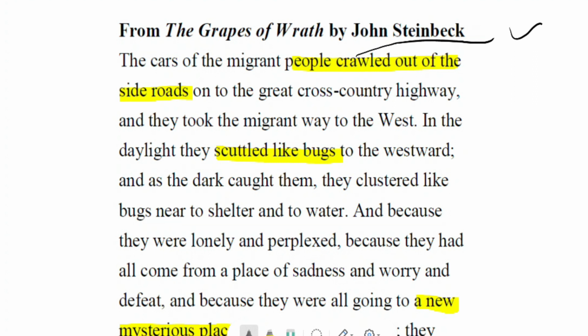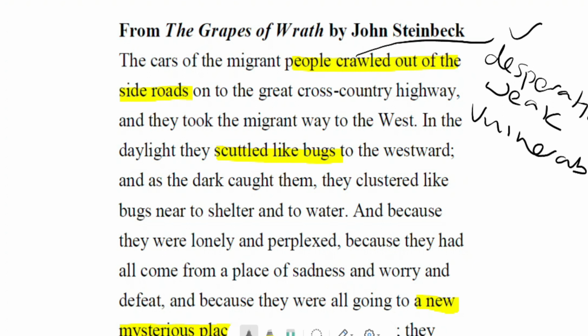Obviously the denotation of this word creates an image of them crawling on their hands and knees and struggling. But the connotation of the verb crawled creates a sense, I guess, of desperation. They're weak. They're certainly vulnerable. They're desperate to get to somewhere safe.